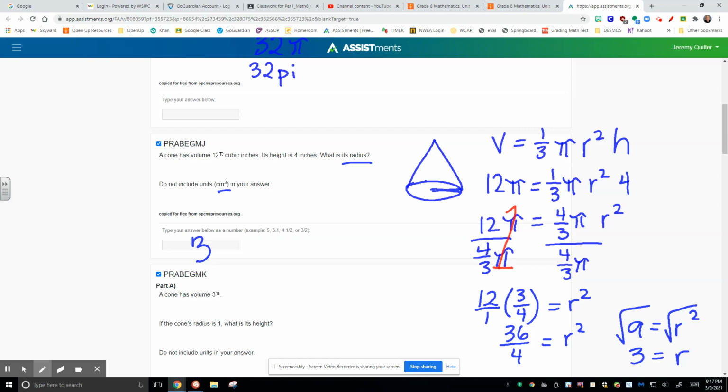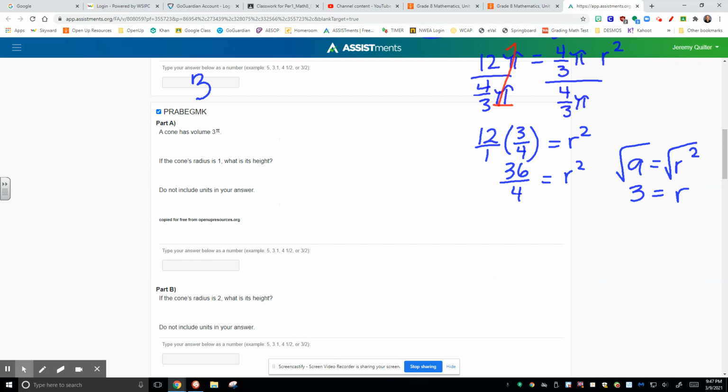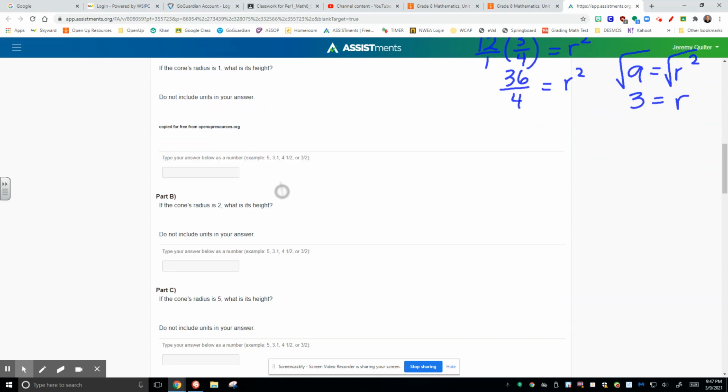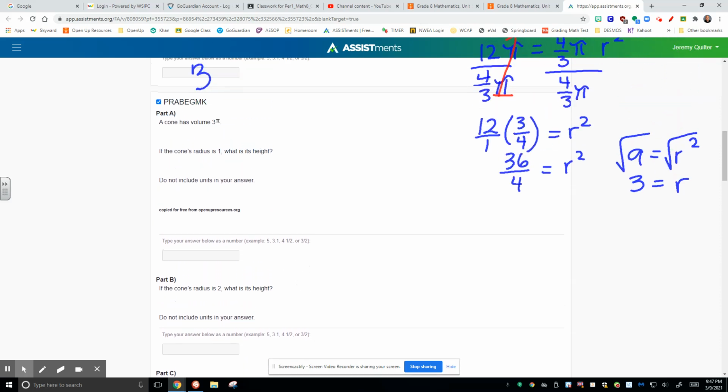Okay, you're going to do this again for this next one, for part A. But this time what you know is the radius, you don't know the height. So you're going to be concluding what the height is. For part B, we have a cone that has a radius of 2. What is the height? And I failed to mention something. This cone is going to be used all the way through. You have a cone that has a volume.